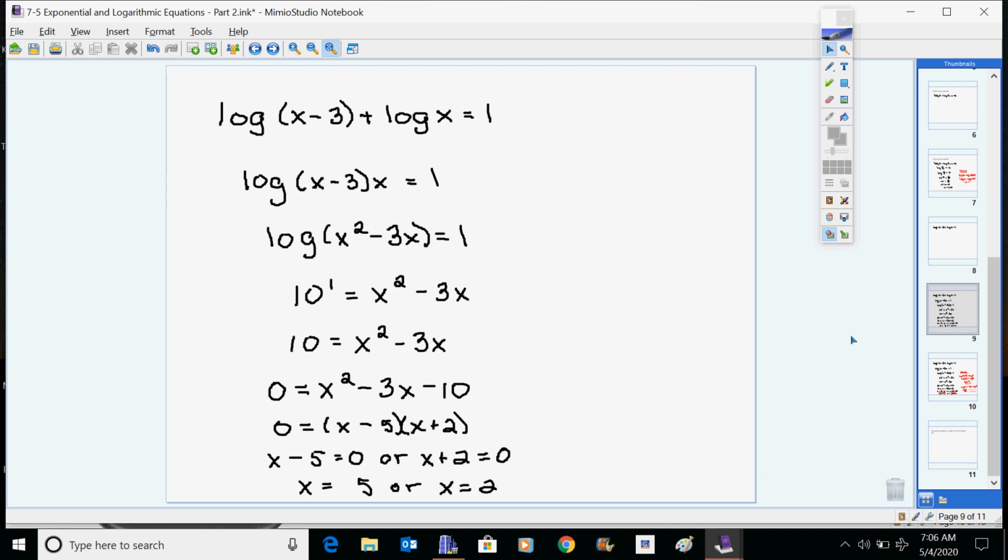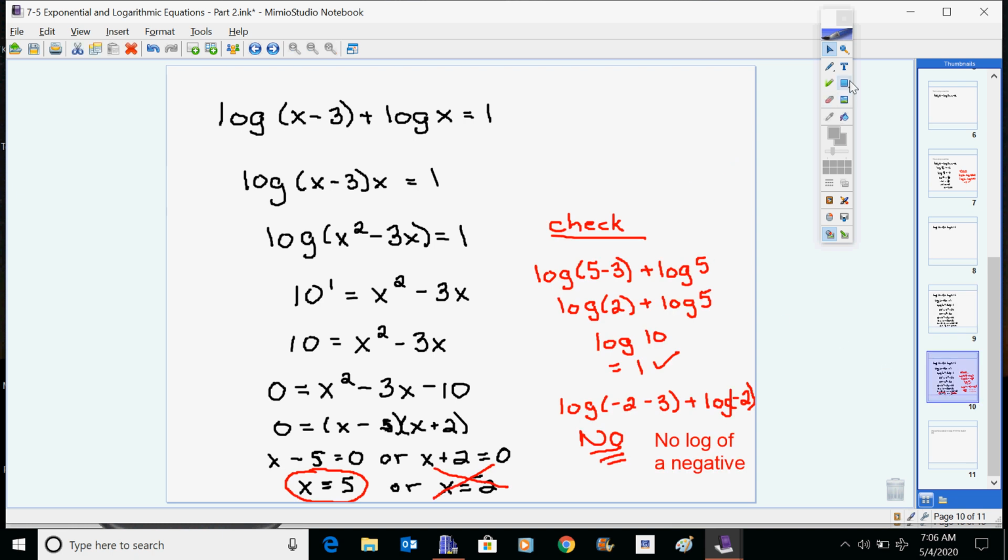Now just like always, we need to check for extraneous solutions. So we go back in and we try to work this out, and we need to see if this works. First of all, the first one does. 5 minus 3 plus log base 5. That works.